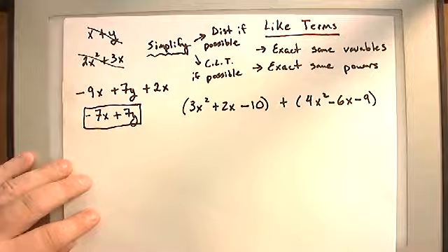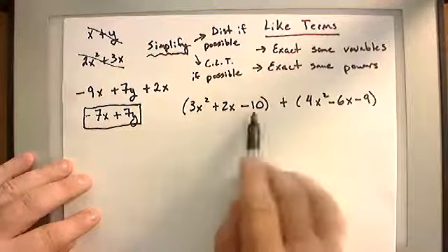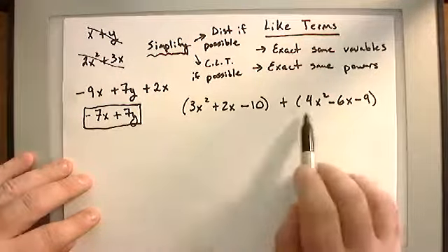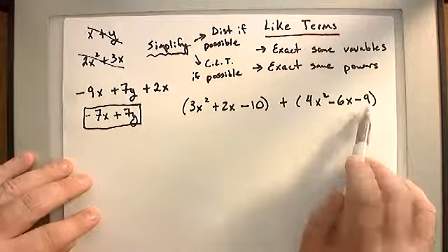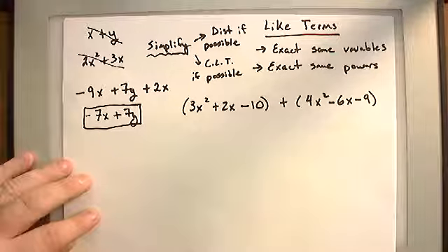Do 3x squared and 2x and 10, can they combine? No. Can 4x squared and 6x and 9 combine? No. So what's the point of the parentheses? Simply to say that it's a trinomial plus another trinomial. That doesn't matter. You'll see in a minute.